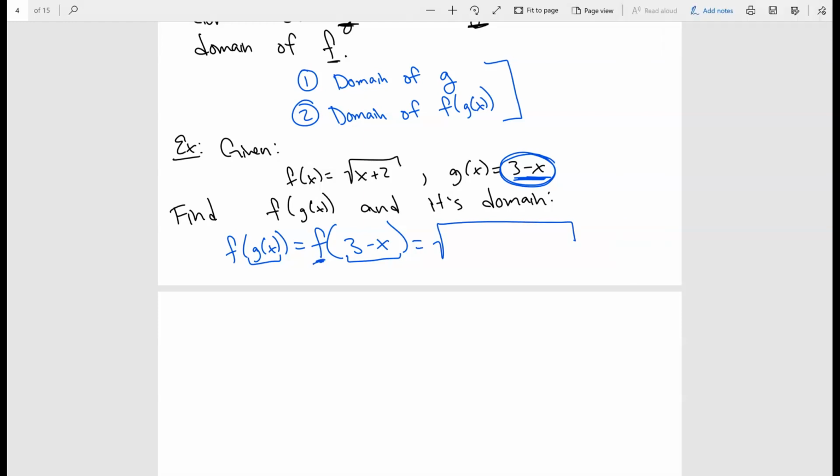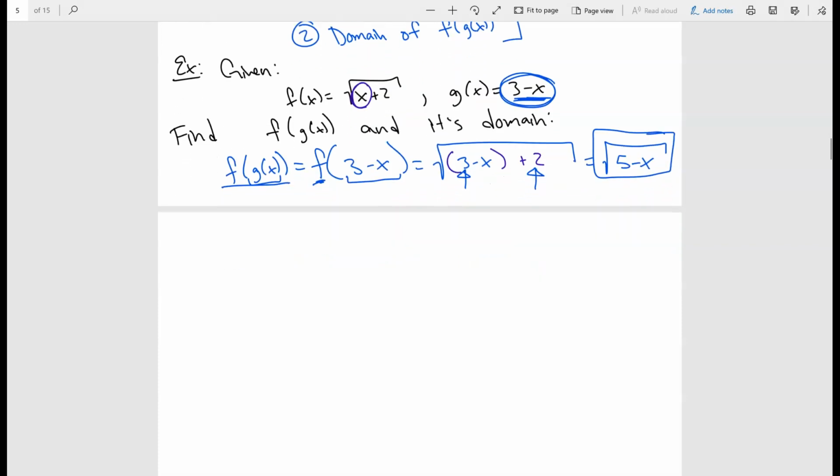So let's locate where x is. Here's x. I'm going to put parentheses around it, plus 2. And what am I going to plug in there? I'm going to plug in the 3 minus x. Okay? So this is going to be equal to the square root, and this 3 and this 2 give me 5 minus x. So this is equal to f of g of x. All right, cool. Now, all we have to figure out is the domain.